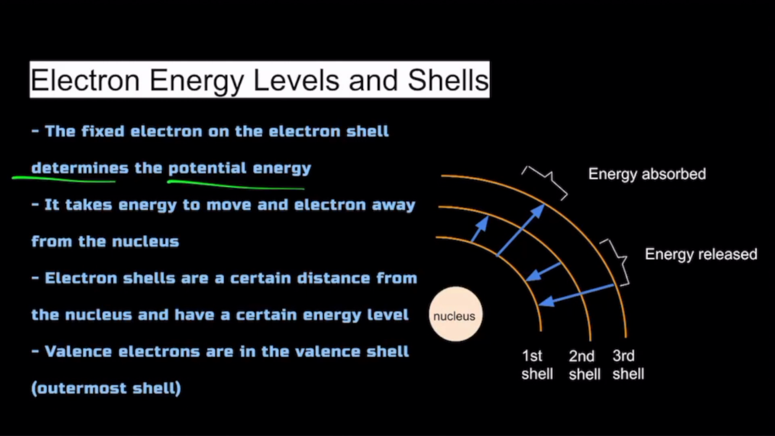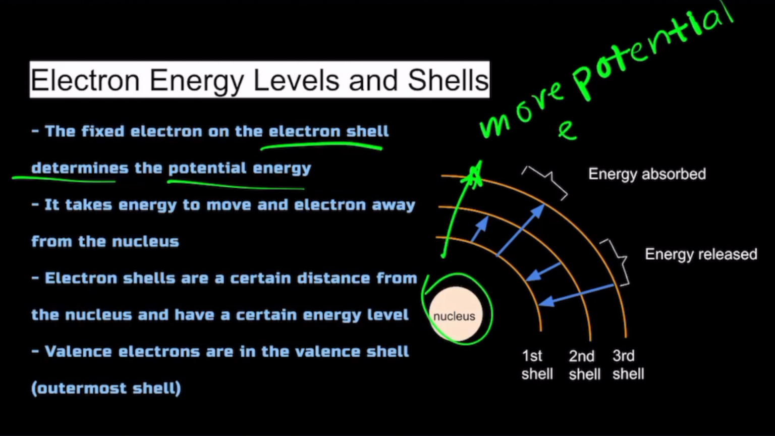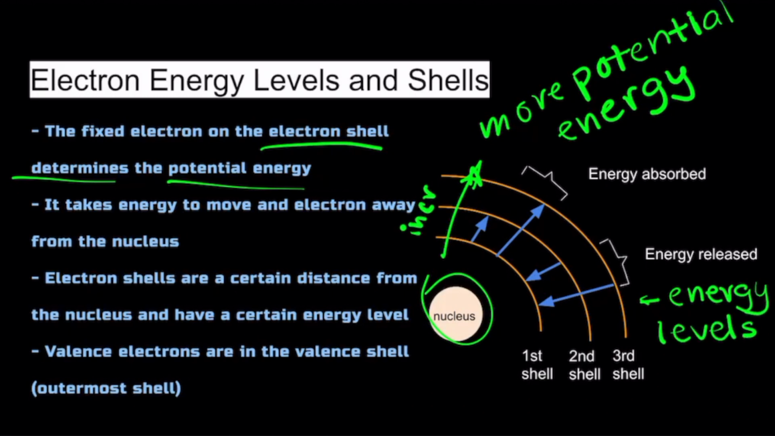Moving on to electron energy levels in shells, the potential energy of the electron is determined by the electron shell it is on. The further away the electron is from the nucleus, the more potential energy it has. The electron shells consist of energy levels, which increase the further away it gets from the atomic nucleus, and the valence shell is the outermost electron shell.